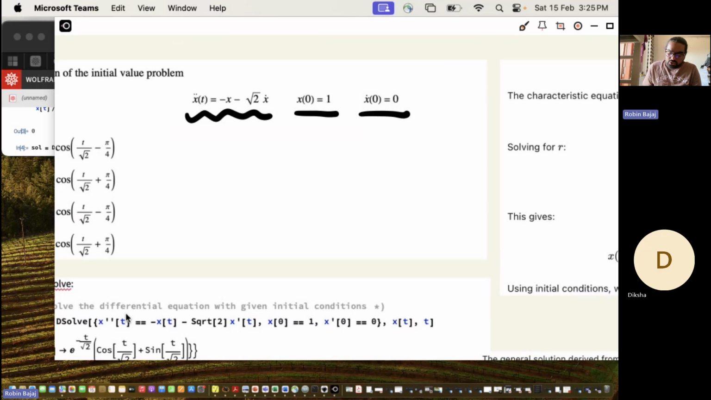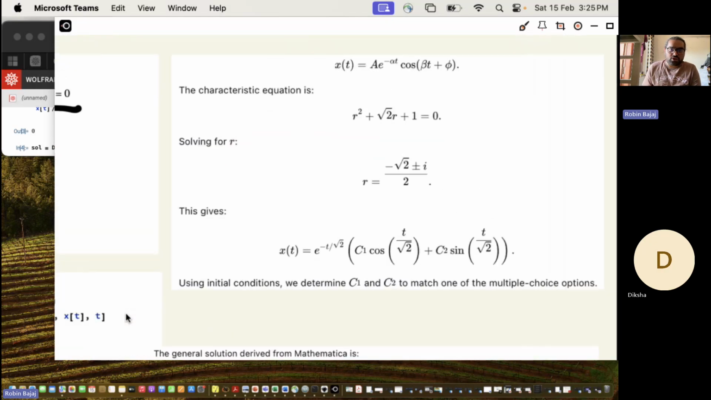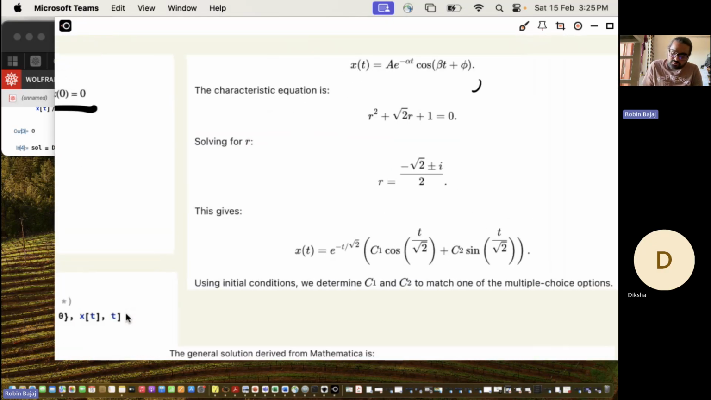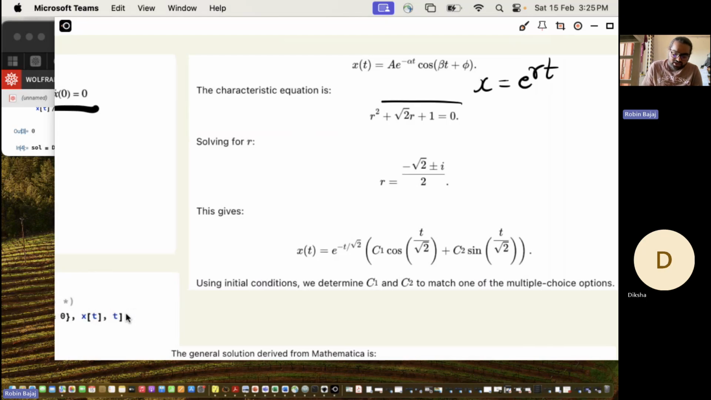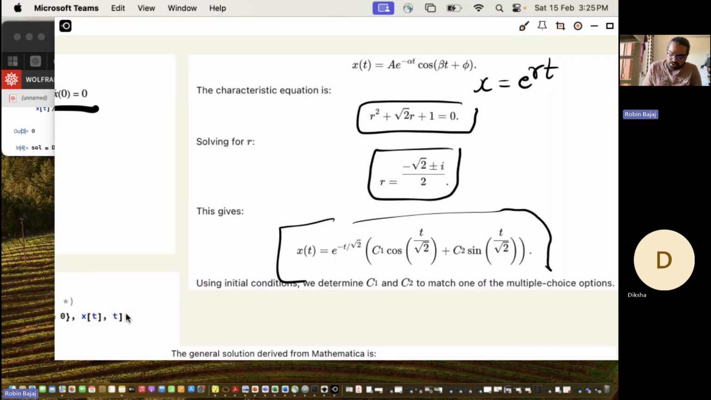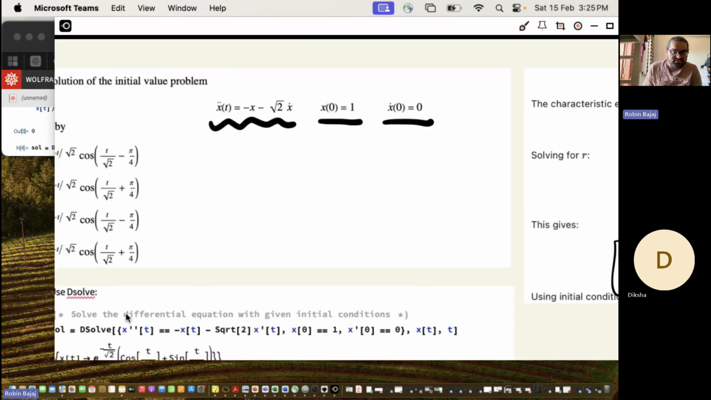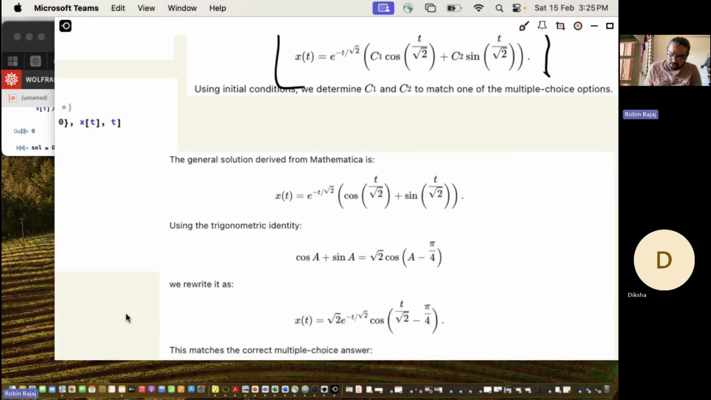Okay. So ideally, what would you do to solve this problem? You would assume x is e to the power rt, and you write the first derivative, you write the second derivative, and you get the characteristic equation like this. You solve for the roots and you write the general solution and use the initial conditions to get the final solution. So this problem could have been done analytically.